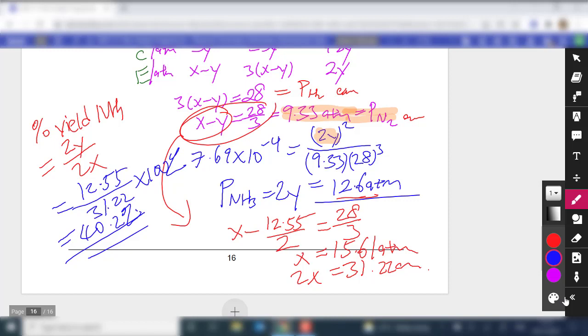All right. So for those of you who actually prefer to work in terms of simply y and x, then you can simply do the same thing. So you can simply take 12.55 divided by 2, which gives you the value of y, and then divide by 15.61 times 100%. So you should be able to get 40.2% as well, because 12.55 divided by 2 is about 6-ish, 6 plus atmosphere, and 6 plus divided by 15.61, that's also about 40-ish%. So the answers will be the same.